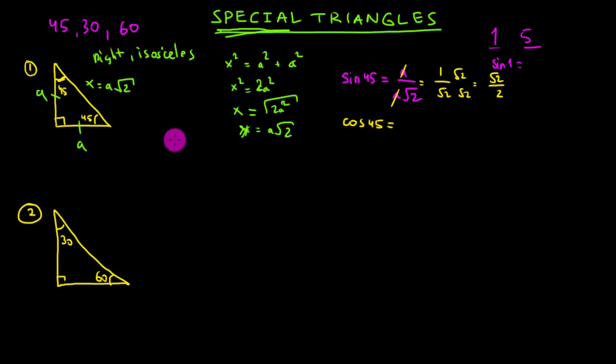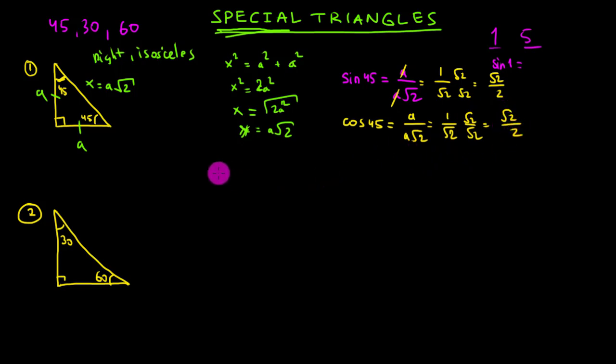The same is for cosine 45. Take any angle. For 45, adjacent is a. For the other 45, adjacent is also a. So it doesn't matter. So a over a square root 2. The a's are cancelled, so you have 1 over square root 2. Or you can also rationalize it: square root 2 multiplied by square root 2, you get square root 2 over just 2.